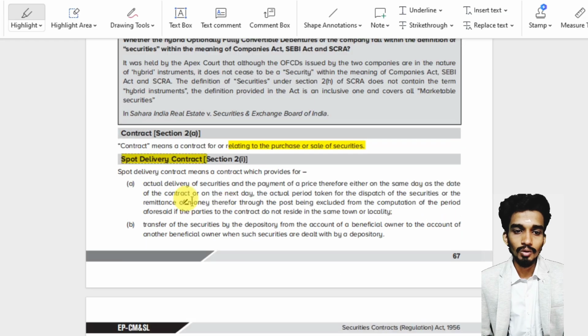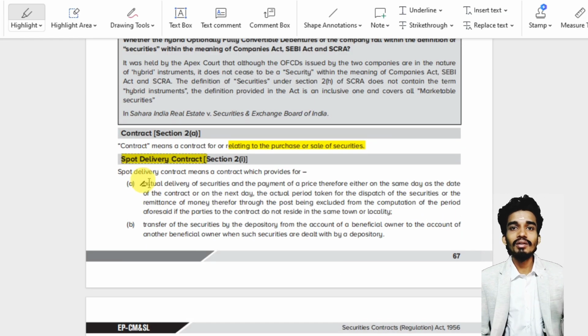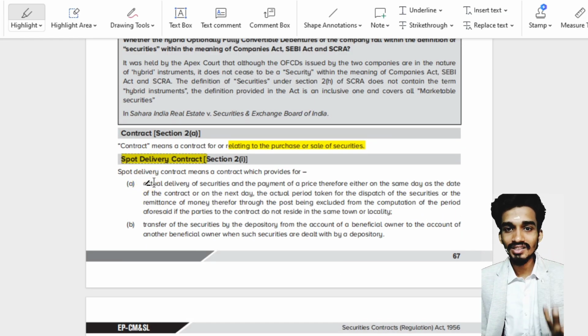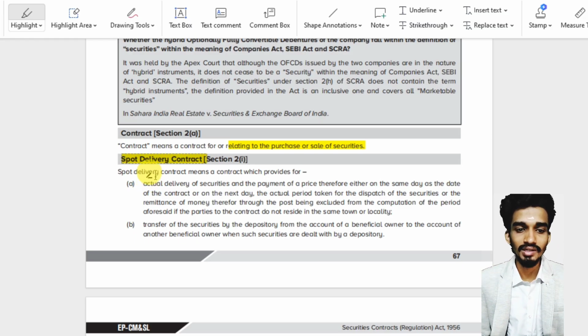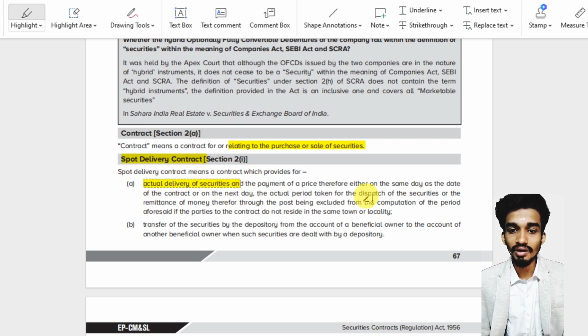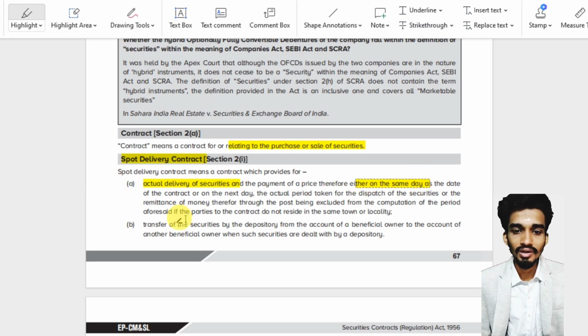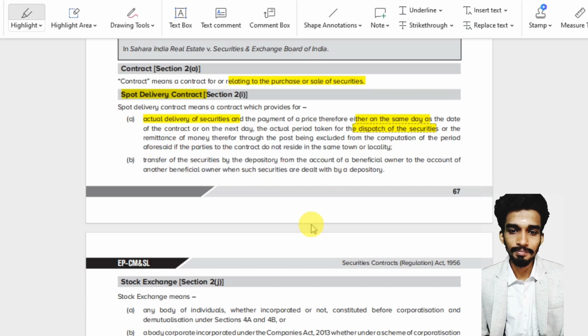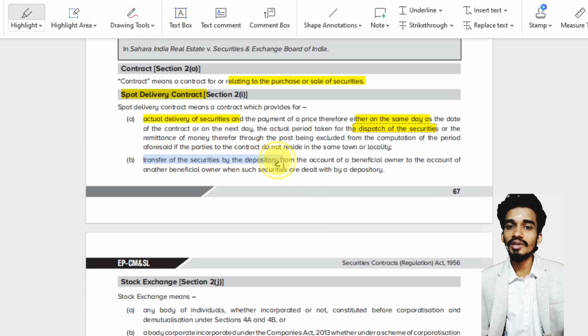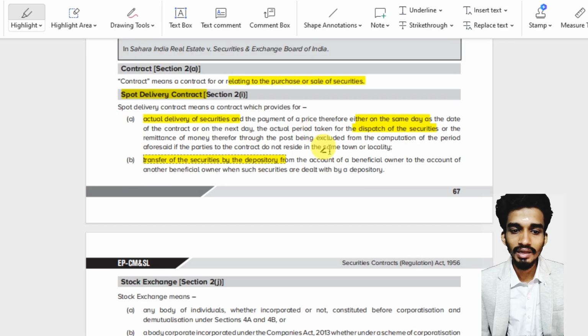So whenever you are buying securities and the transaction or the dealings, or you are getting the securities in your demat account on an immediate basis, that is actual delivery of securities, either on the same day, or the dispatch is happening on the same day. Okay, and they're also covering any transfer of securities from the depository.